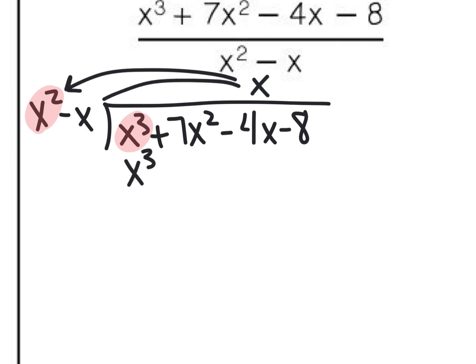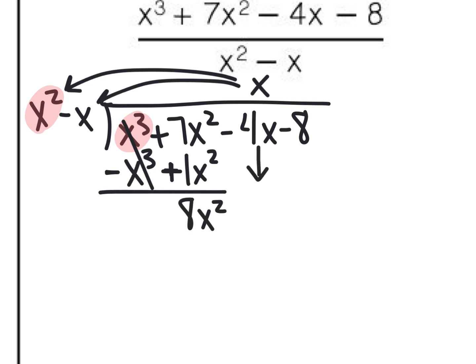What about x times a negative x? Be careful with your signs. Negative x squared. Negative 1x squared. So we've divided. We've multiplied. What's the next step? Subtract, or change the signs, right? So this becomes a negative and this becomes a positive. So what is 7x squared plus 1x squared? 8x squared. Okay, bring down the negative 4x.